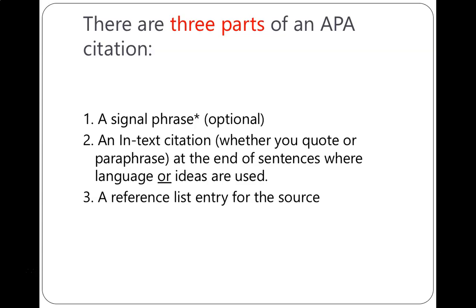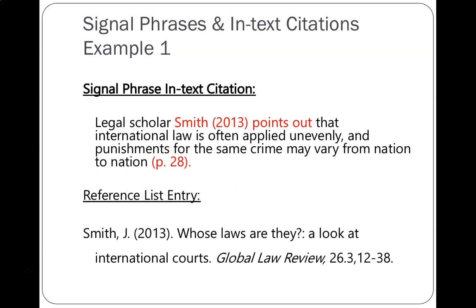Okay, there are three parts for an APA citation. You have a signal phrase, which is optional, your in-text citation, which we just discussed, and a reference list, which we also just discussed, right? So here's an example of a signal phrase and an in-text citation. This is in red. Legal scholar Smith, 2013, points out that, and then you have the information that you borrowed, and then it ends with the page number.